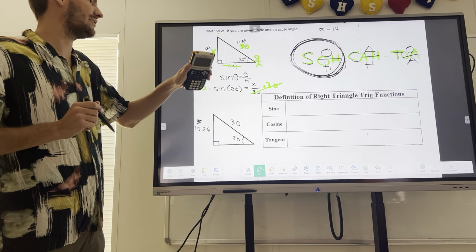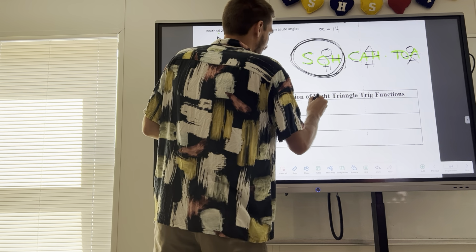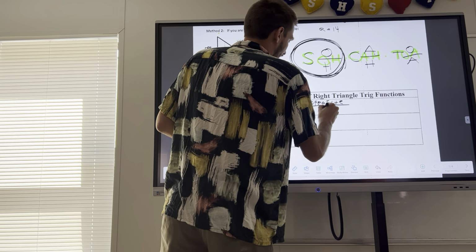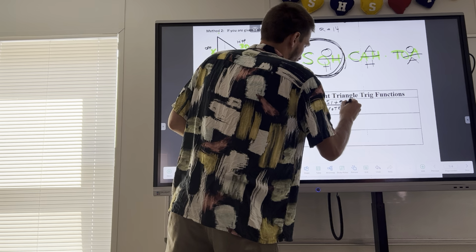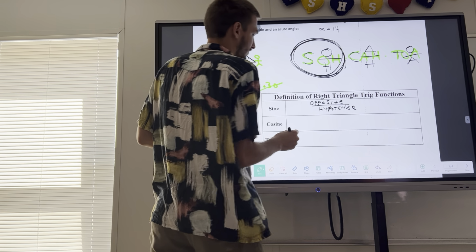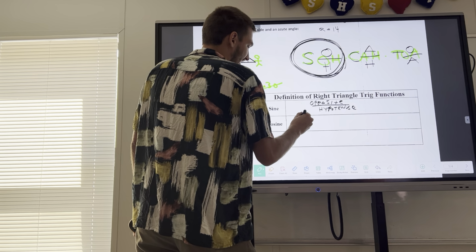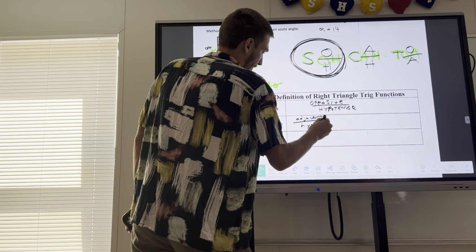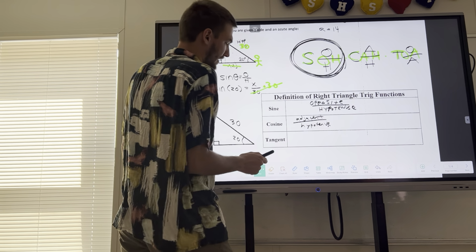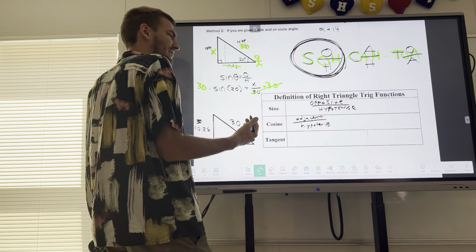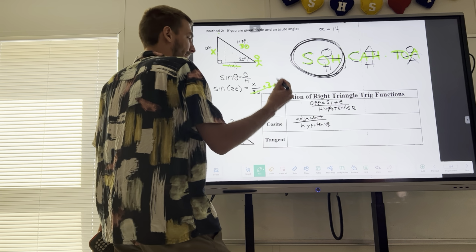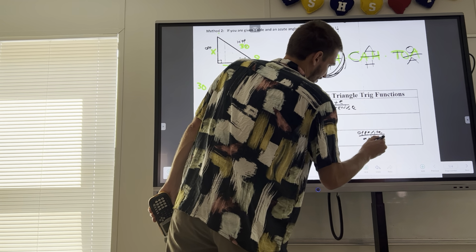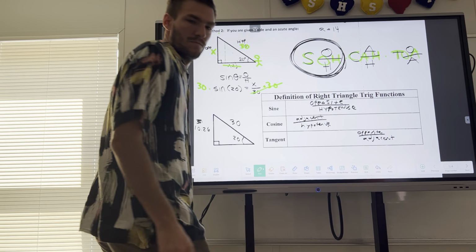The definition of a right triangle sine is opposite over hypotenuse. And the cosine is the adjacent over hypotenuse. And the tangent is, you guys tell me. Opposite over adjacent. Opposite over adjacent. Okay. We good?